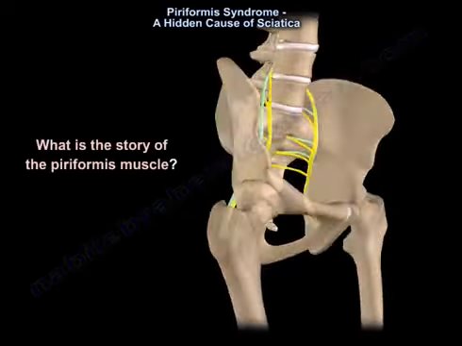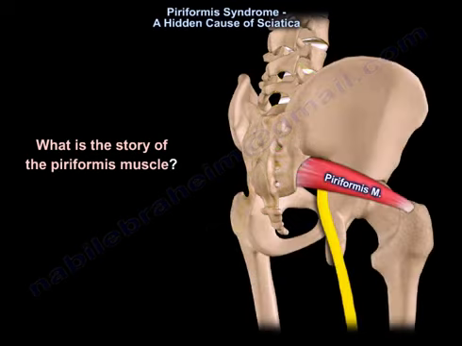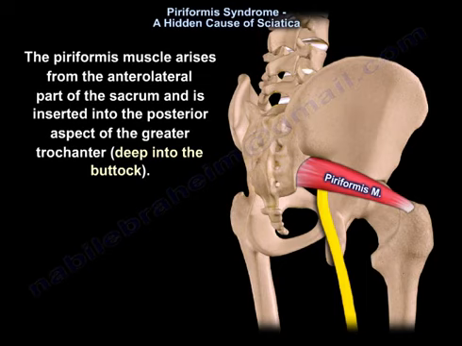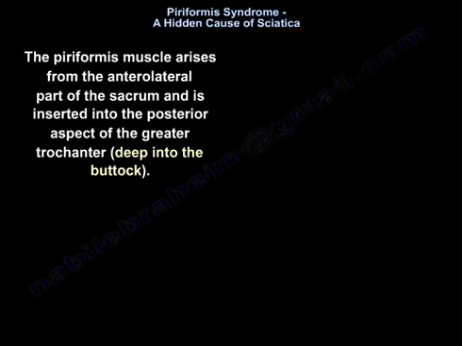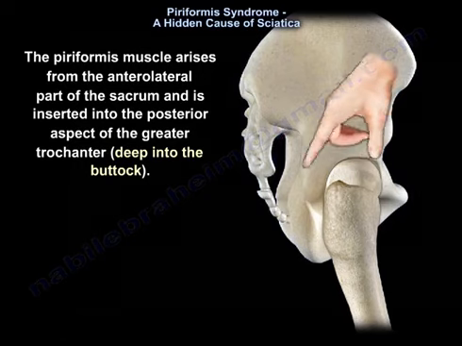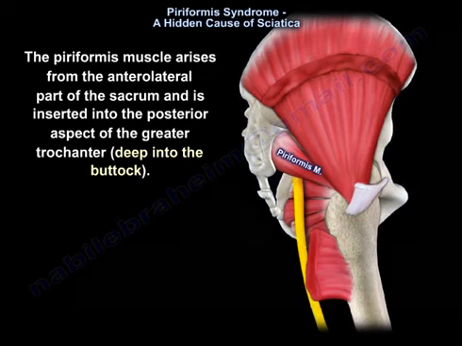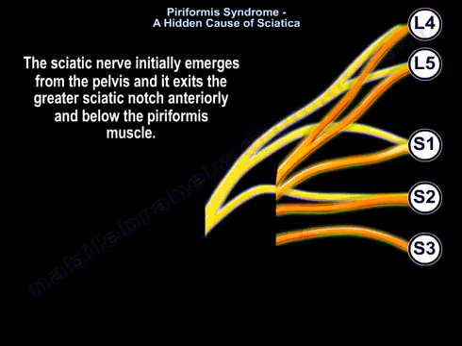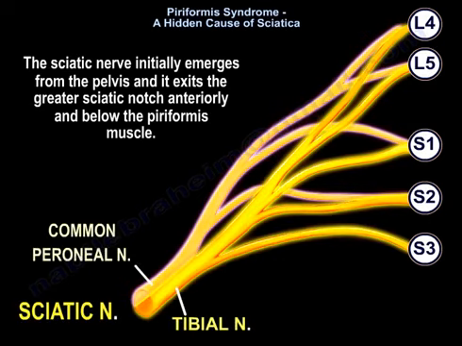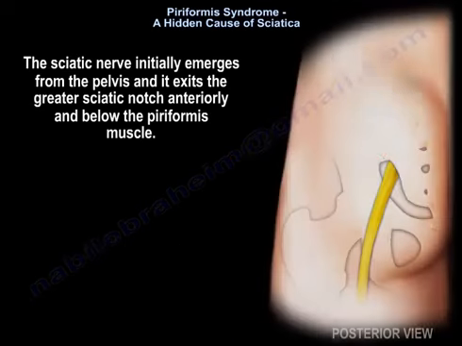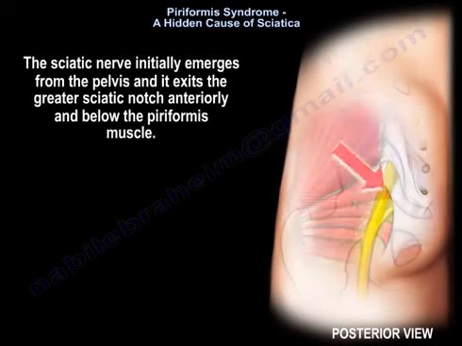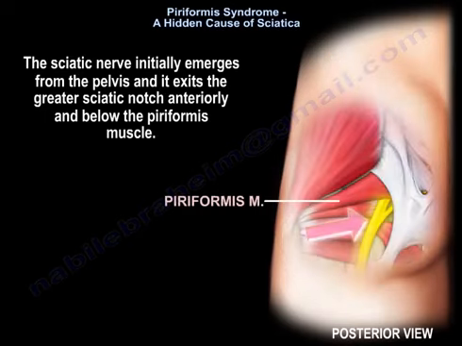How about the piriformis muscle? What is the story of the piriformis muscle? The piriformis muscle arises from the anterolateral aspect of the sacrum and is inserted into the posterior aspect of the greater trochanter, deep into the buttock. The sciatic nerve initially emerges from the pelvis and exits the greater sciatic notch anteriorly and below the piriformis muscle.